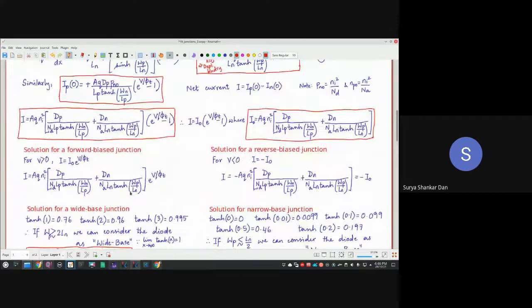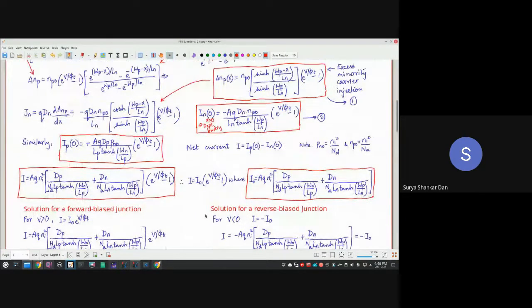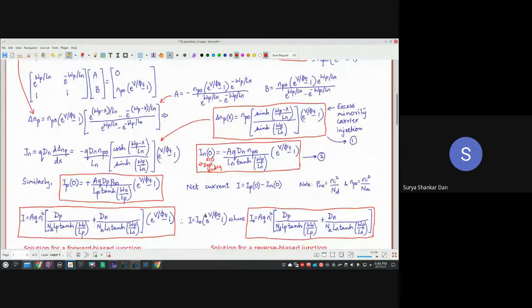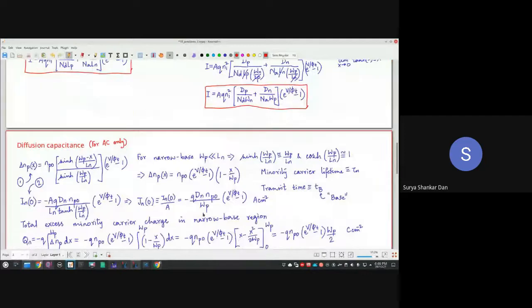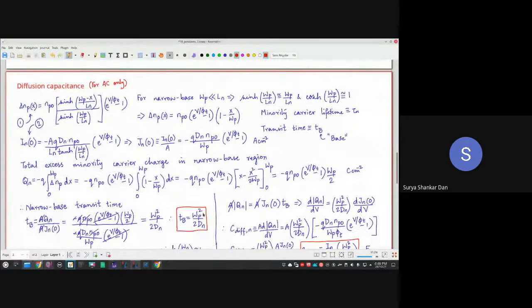Any questions until now? Anybody? Awesome. This is probably known to everybody, so I don't know. So now I'll finish off with the diffusion capacitance.